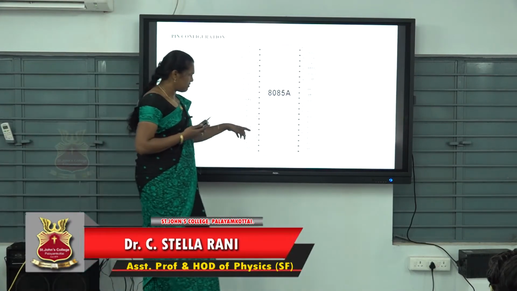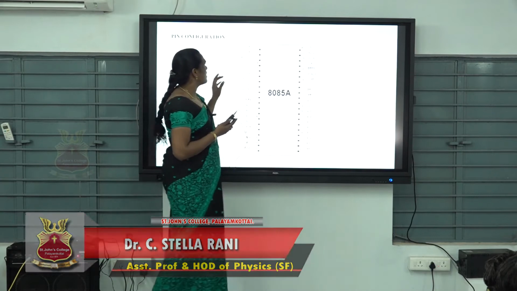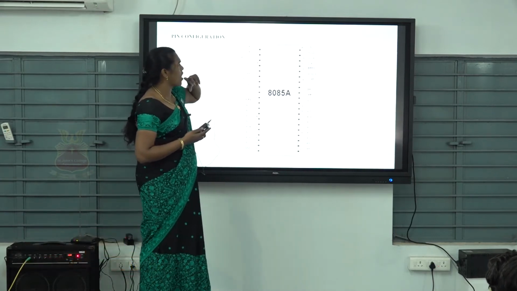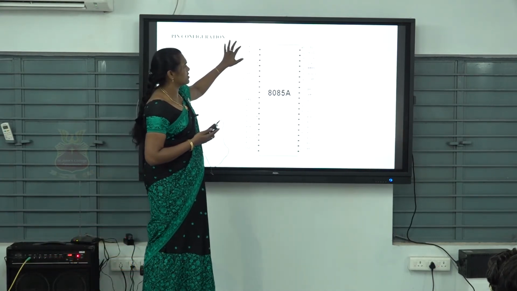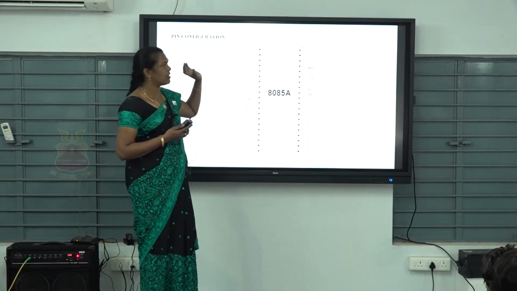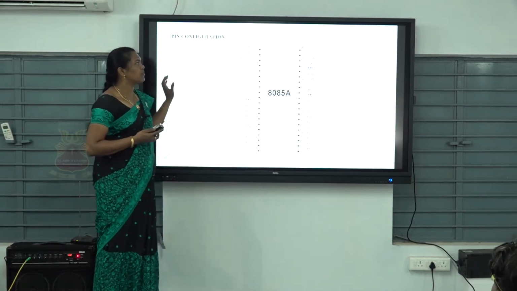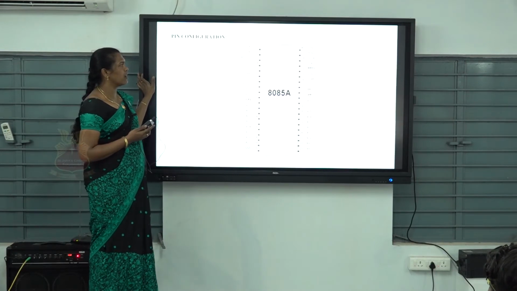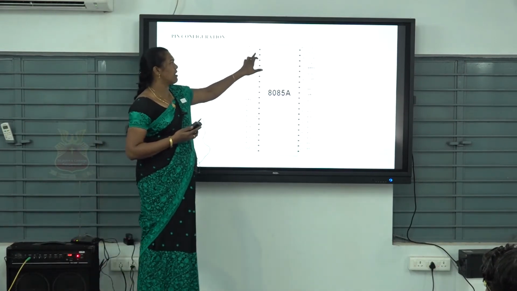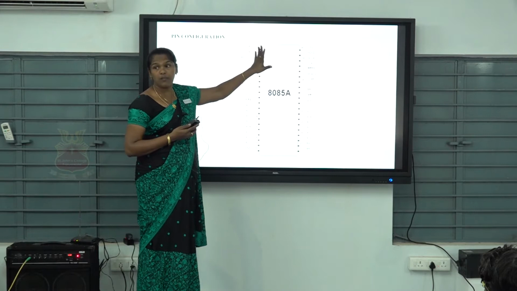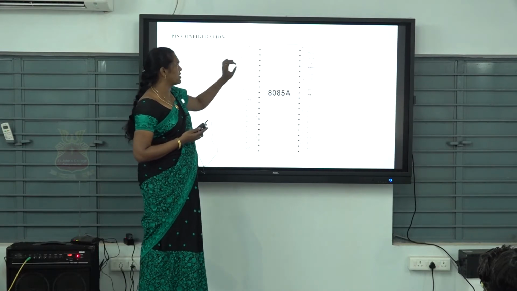Here we have 40 pins. There are 2 pins for the clock system: X1 and X2. Here we are giving an input frequency of 6 megahertz. Internally it is divided, so the 6 megahertz becomes 3 megahertz. It is the supply frequency.